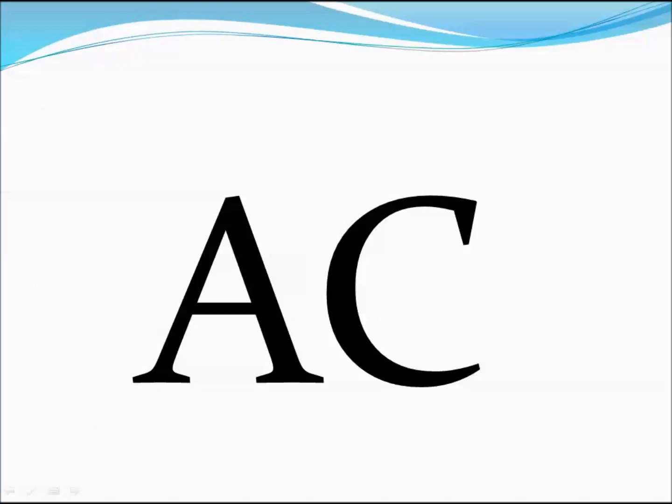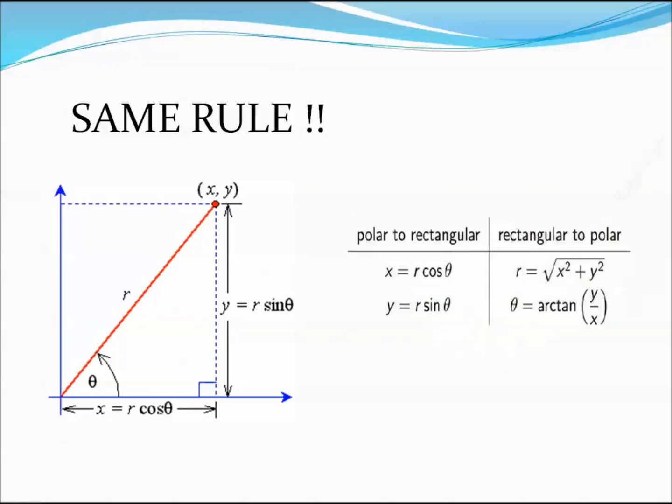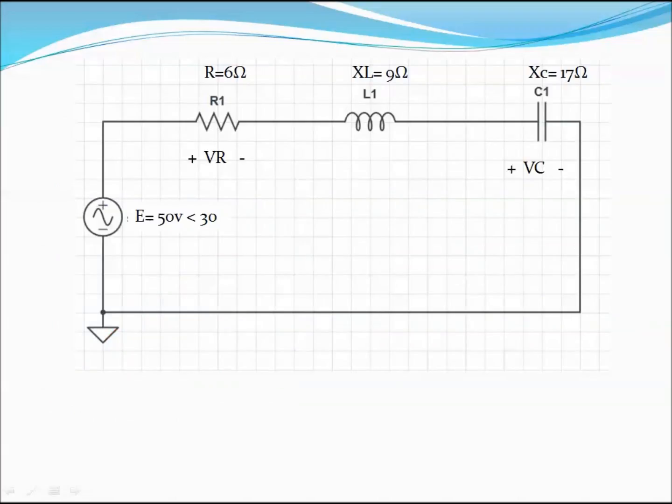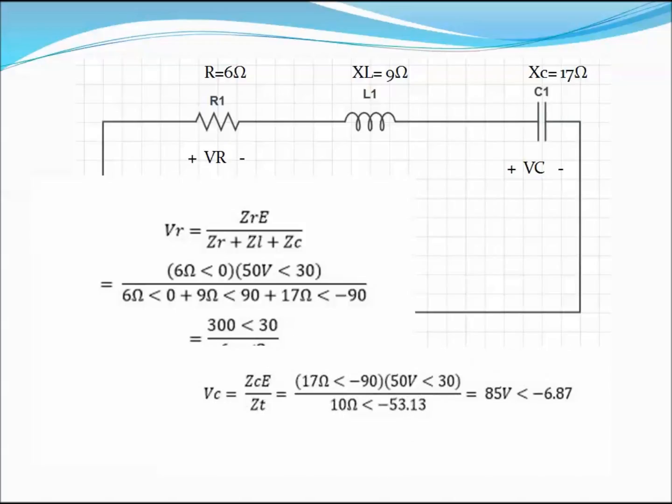So now we know how to calculate series resistor voltages in DC, but what if we have an AC voltage applied? Well, we can use the same rule, but we need to have all the values in polar form and calculate using polar and rectangular form, so that we have a voltage and a phase angle. In this example, we can substitute the values into the same rule and use polar and rectangular form to end up with 30 volts with a phase angle of 83.13 degrees for VR, and VC equaling 85 volts with a phase angle of minus 6.87 degrees.